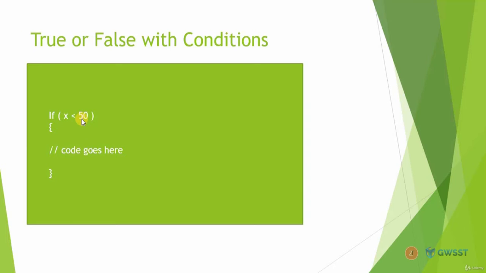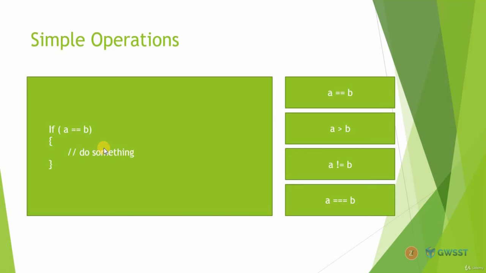So we are asking the question, is x lesser than 50? If x is lesser than 50, then we have to do something. So if x is lesser than 50, then it will be true, so we'll do something. If it is false, then we'll do something else. So basically everything goes with the true and false scenario.